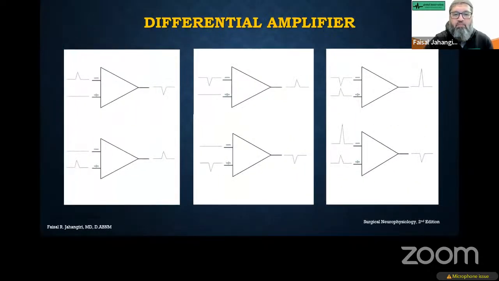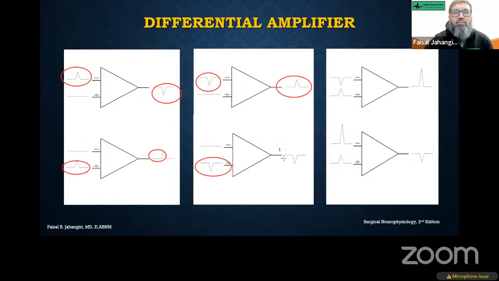Now these are a few examples. We have a positive signal, and it is inverted because it is going to the negative input. A negative signal is also inverted because it is getting that upside. Then the same positive signal, when it goes to the positive input, doesn't get inverted, it stays the same. If the positive signal stays in the positive, it will not change.